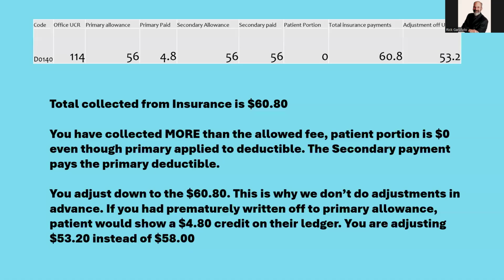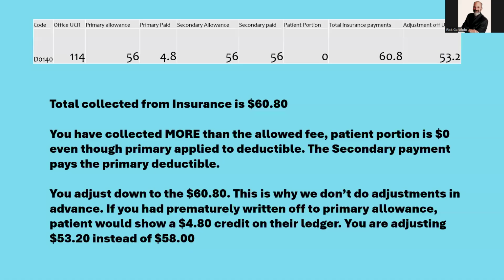If they had only had that MetLife primary, I would have only made $56. But because they have that secondary, I'm making $60.80, that extra $4.80. So it lowers my adjustment. Sometimes it can eliminate it. And I'm only doing a $53.20 adjustment.